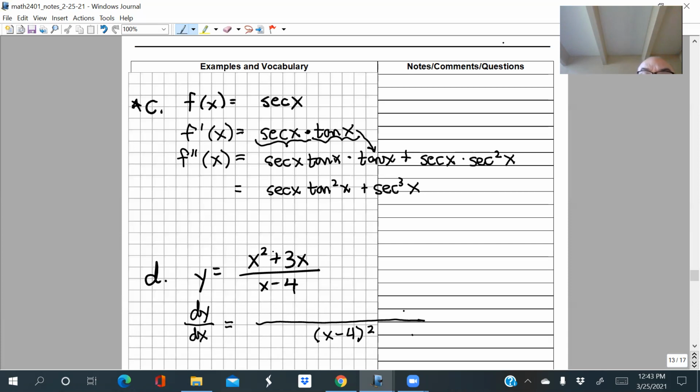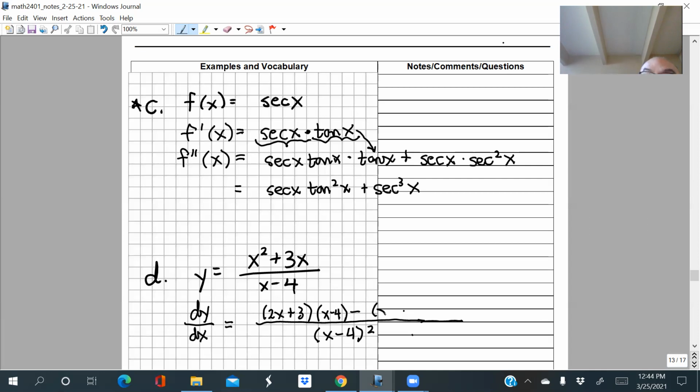In the top, you write the derivative of the top times the bottom. So take the derivative of the top, keep the bottom. The derivative of x squared plus 3x is 2x plus 3, and then I keep the x minus 4. I'm just using the power rule here: bring the 2 down, that gives us 2x, and the derivative of 3x is 3. Then keep the x minus 4, and then minus, and then you reverse that.